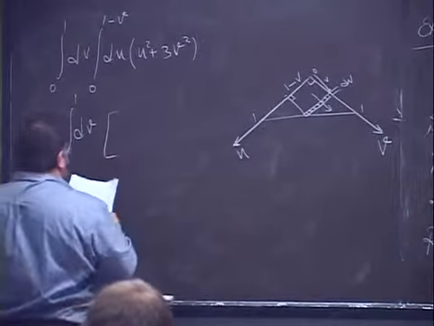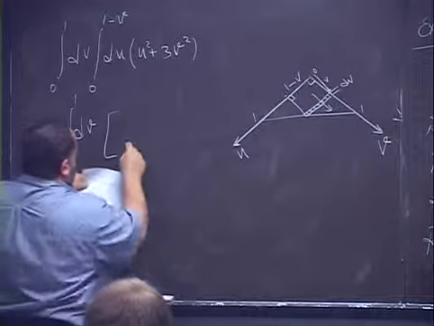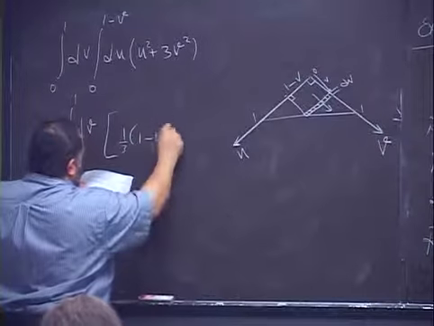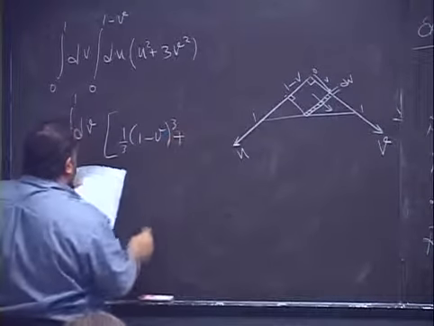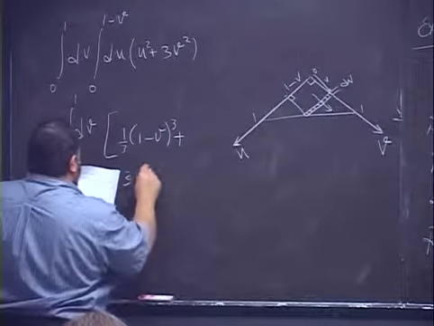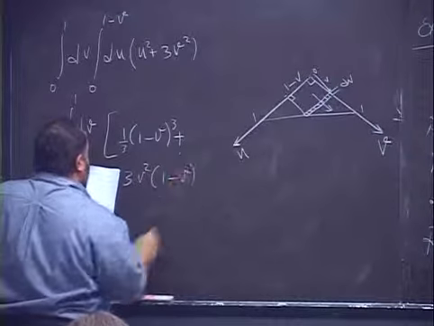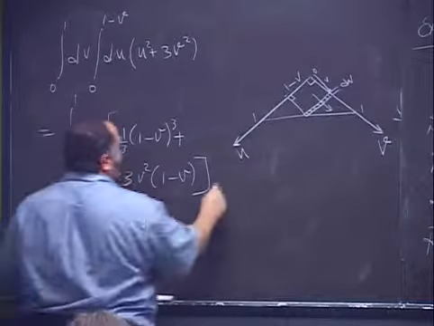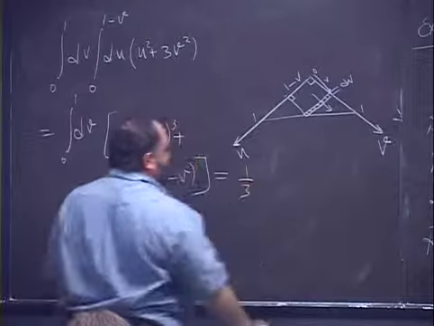And this will give us what? 1/3 (1 minus V) all cubed plus 3V square times (1 minus V). If you evaluate this integration, it will give you 1/3.